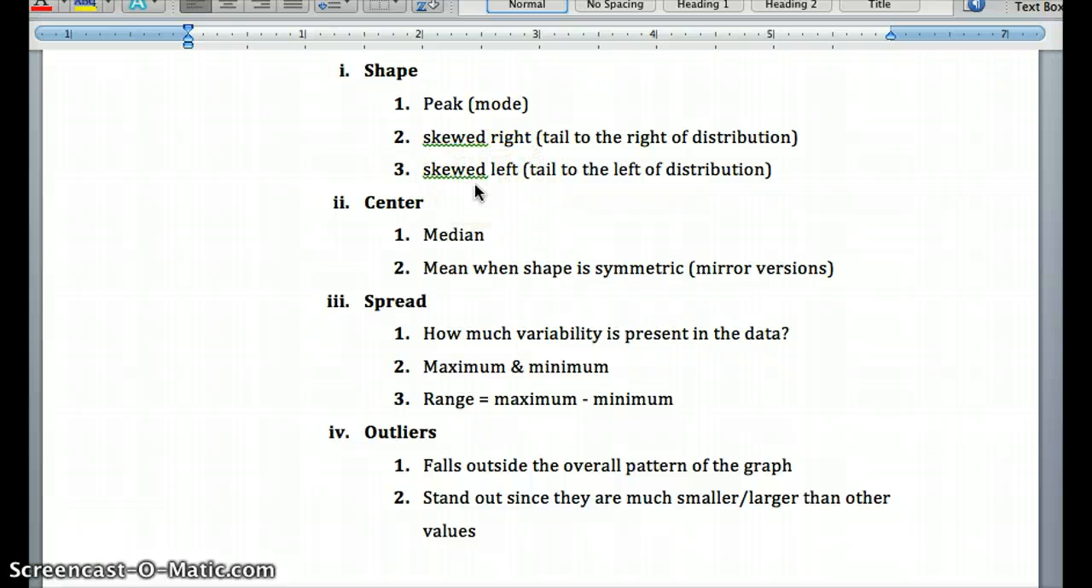Skewed left means the tail is to the left of the distribution, meaning you have some values far to the left, far smaller. For our center, we use the median if there's any skew. If it's symmetric, meaning looking like a bell, or another symmetric distribution, we can use the mean. Otherwise, the median is going to give us the best idea. Spread is how much variability: the maximum and the minimum. The range is the maximum minus the minimum. Outliers would fall outside the overall pattern of the graph as being much smaller or much larger. We'll talk about how to calculate it more in class. For now, just know an outlier is far smaller or far greater than the rest of the data.